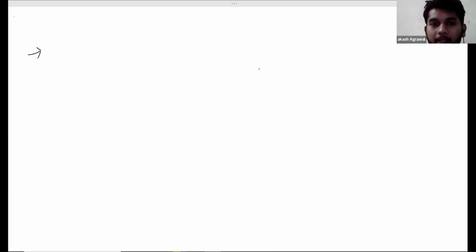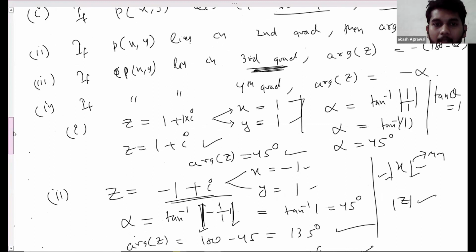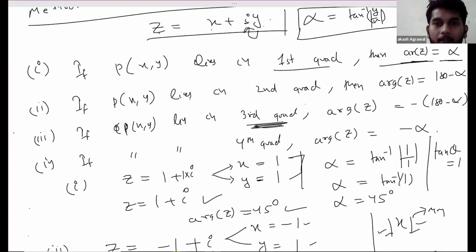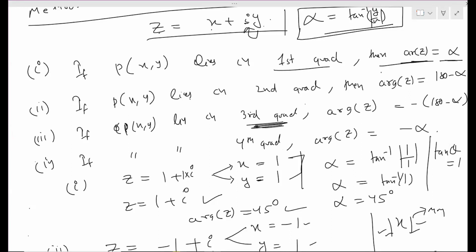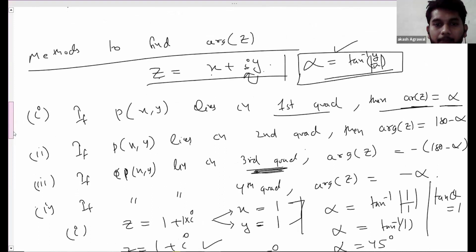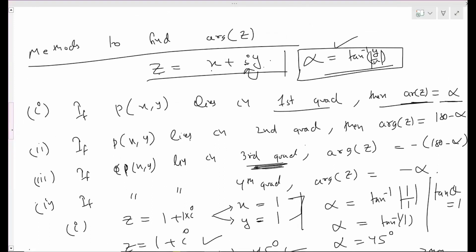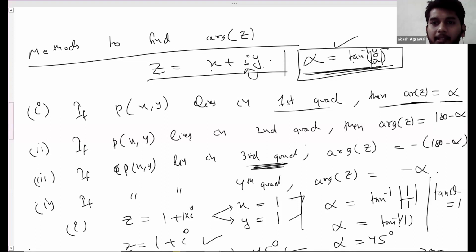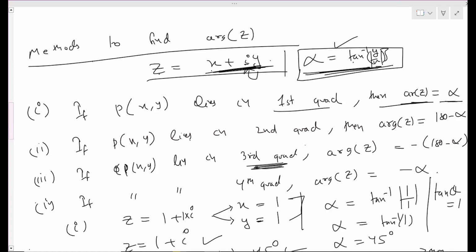I'll explain again. Right. Just memorize this thing. Have you memorized this thing? How to find alpha? No. If you do not memorize this thing, you will not be able to find the argument. Okay, sir. So just remember this. Find alpha. What is alpha? Tan inverse y by x. All right. Okay. What is y and x?